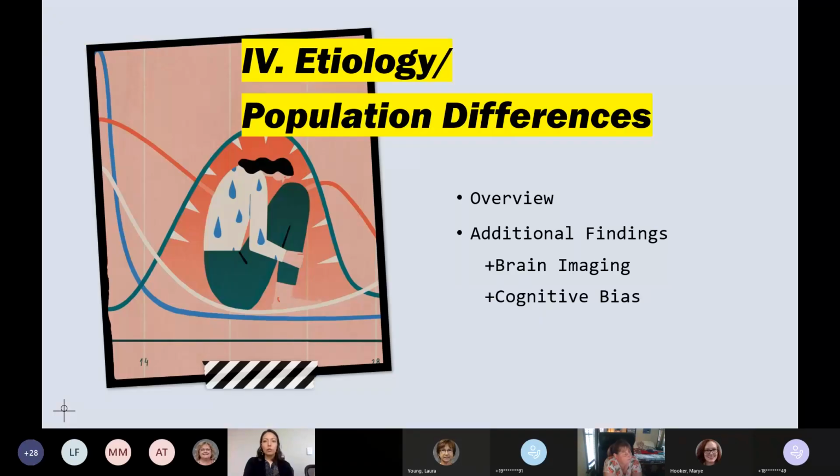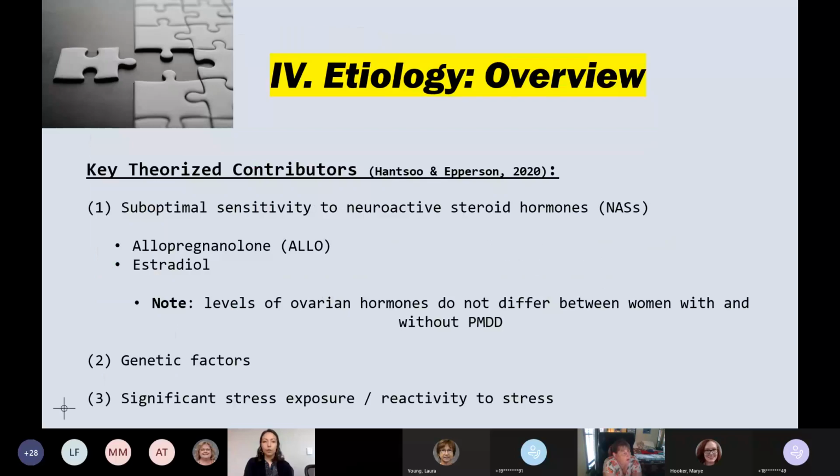Okay, so in discussing etiology, I'm going to go over an overview of where we stand right now with our understanding and then touch on a couple additional findings related to brain imaging and cognitive sets. Okay. So due to the cyclic timing of the menstrual cycle with symptom onset and offset, we know that hormonal fluctuation is a key component of pathogenesis.